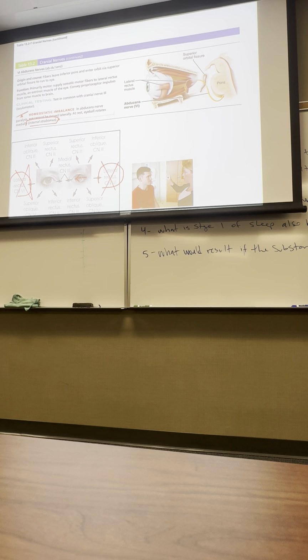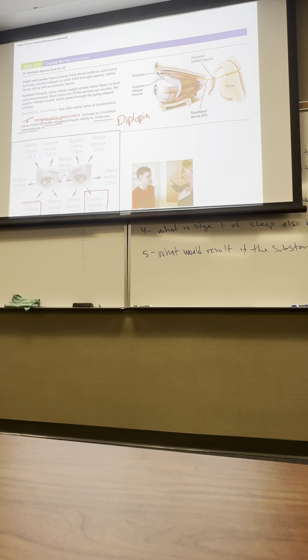What was the pathology for the trochlear? Diplopia. Trochlear is going to be diplopia, double vision. That was going to be my next question. Which one deals with double vision if damaged?